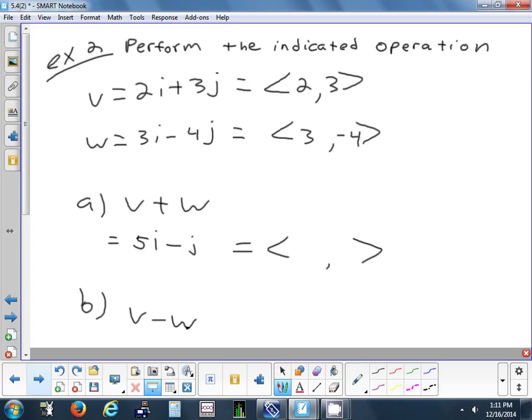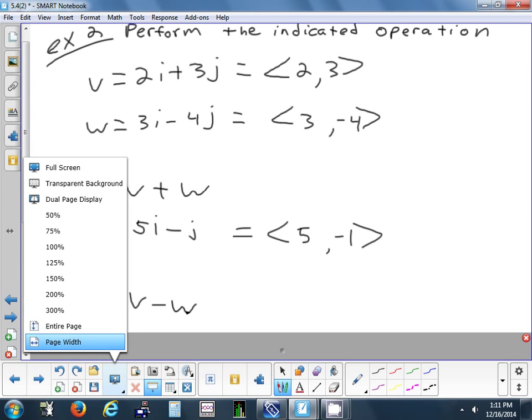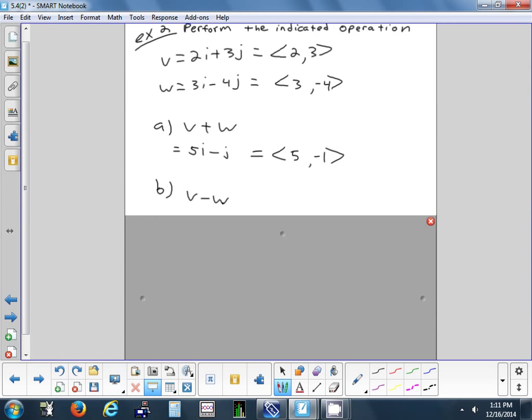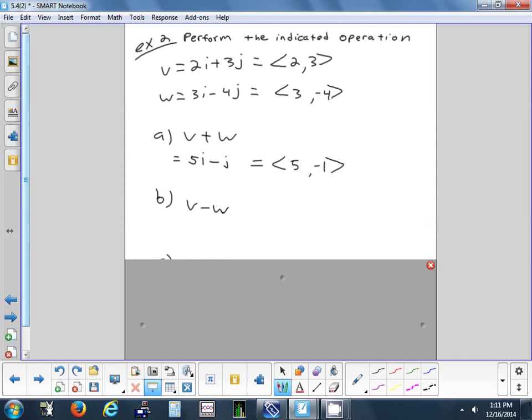Someone else tell me, how about with the angle brackets? Yep. 5, negative 1. Okay, I will tell you the ij notation is used more. All right, let's try, if we can keep that on the screen, v minus w.